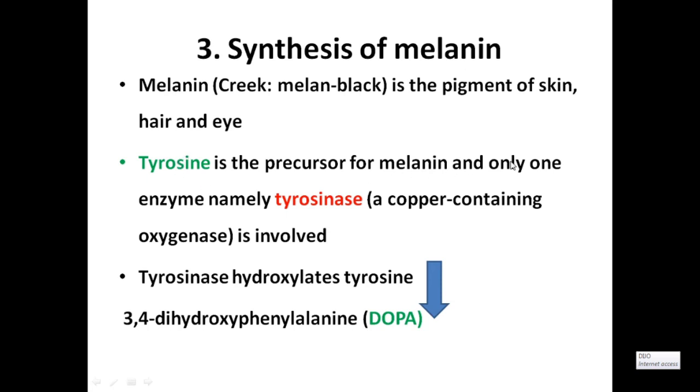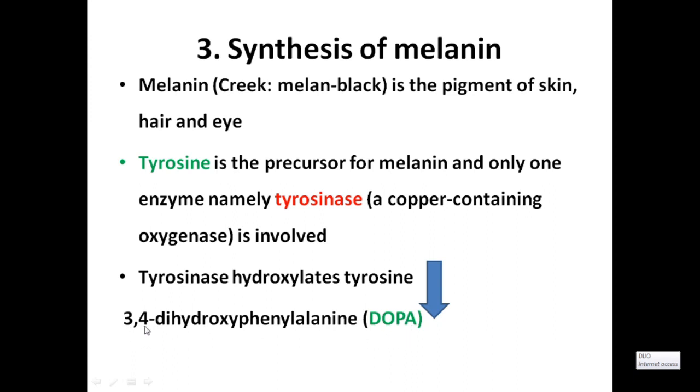What is the name of the enzyme involved here, and what is its main role? That is tyrosinase. It is a copper containing oxygenase enzyme. With the help of this enzyme only, tyrosine is converted into melanin. So this is the step here: tyrosinase hydroxylates tyrosine, and it is developed into DOPA.